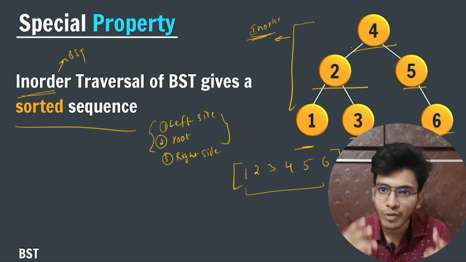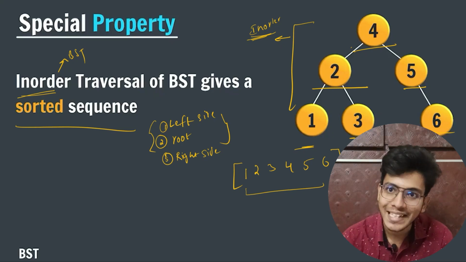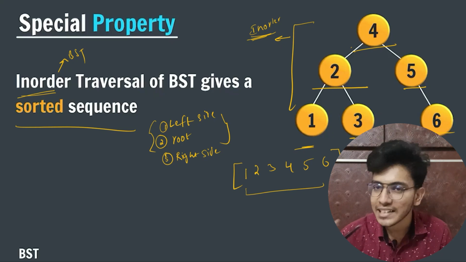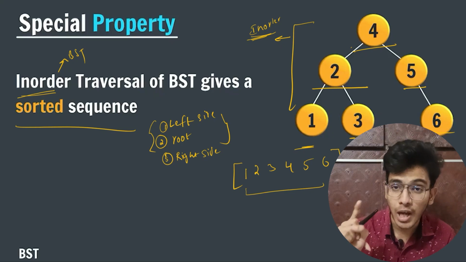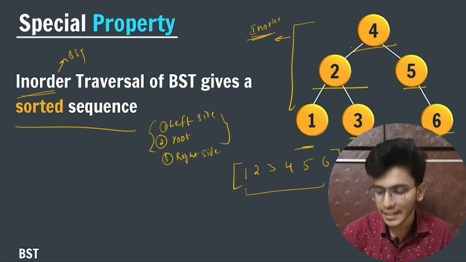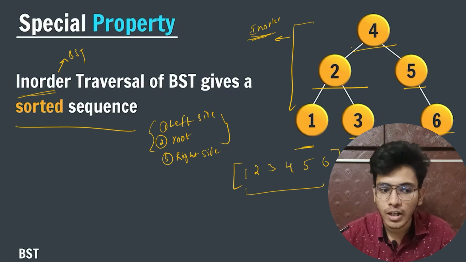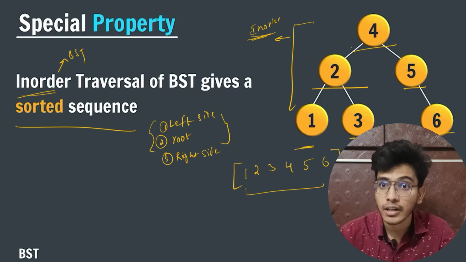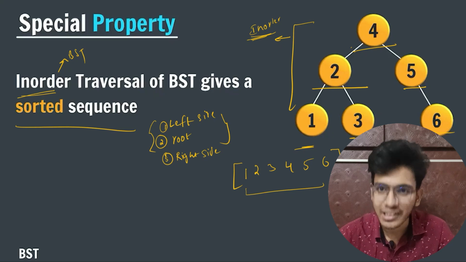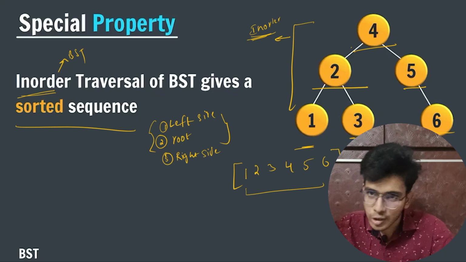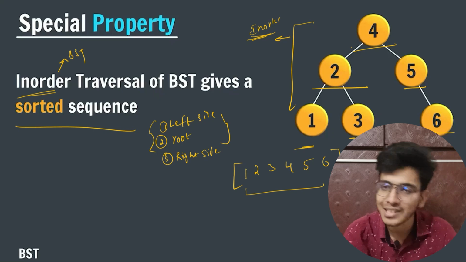And if the elements of a particular tree are sorted in ascending order, then it is an indirect indication that it is a BST, a binary search tree. So you have to remember this property: for a given tree, if the elements of in order traversal are coming in sorted, ascending order, then that particular tree is a BST. This is a special property. Along with those four properties, you need to remember this also.